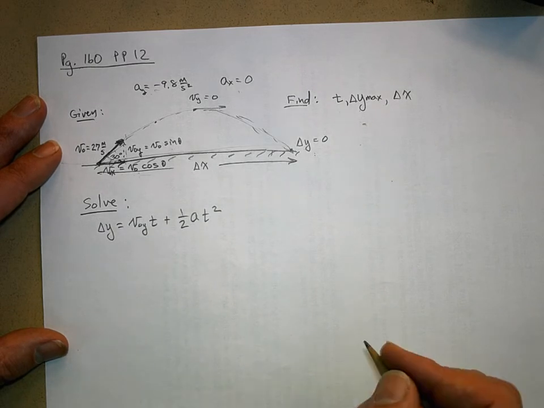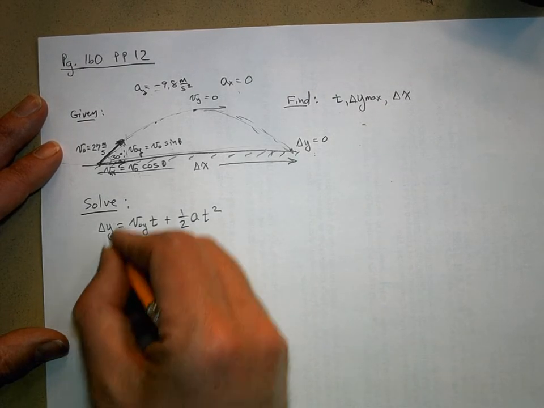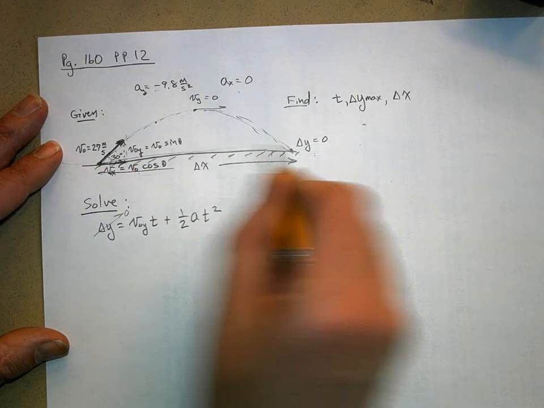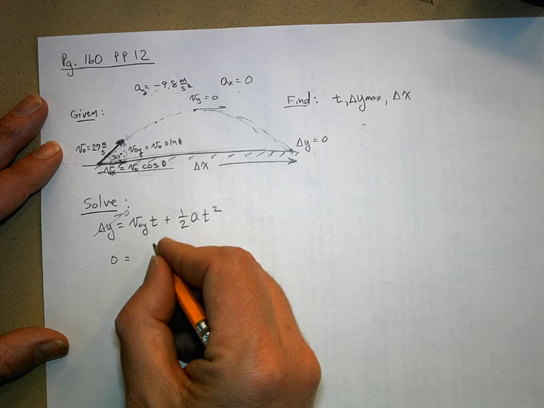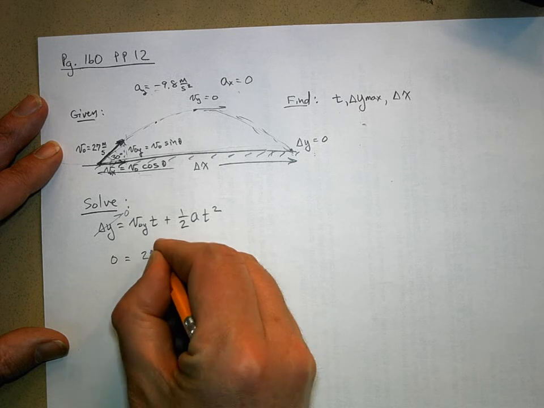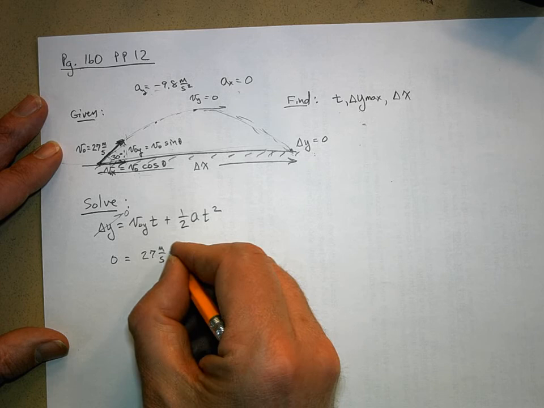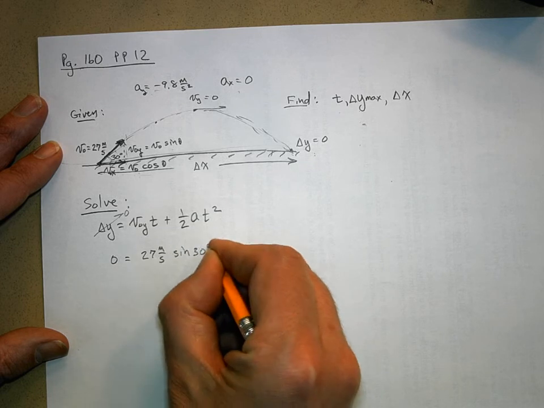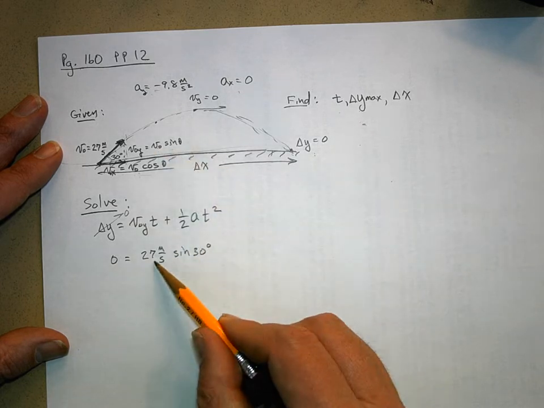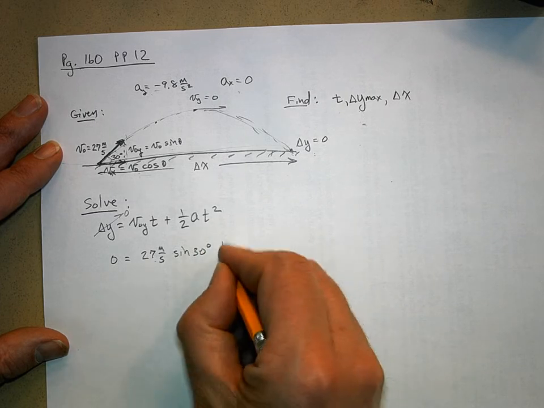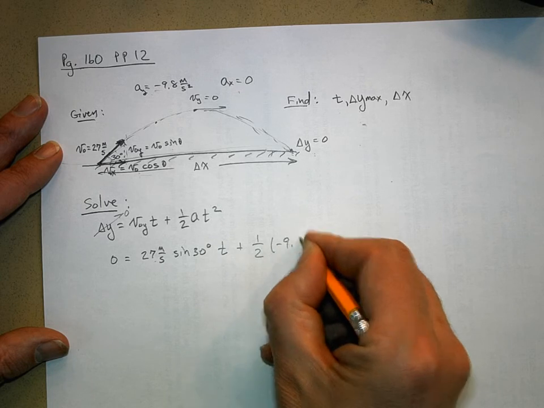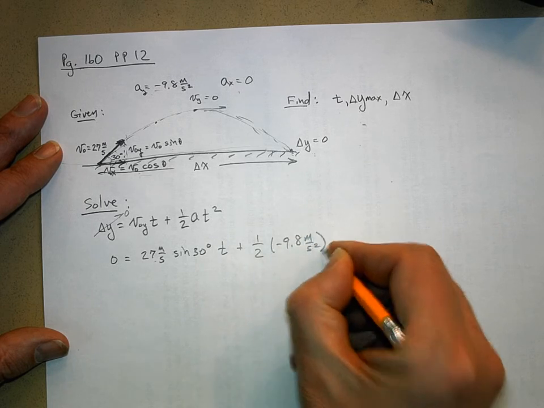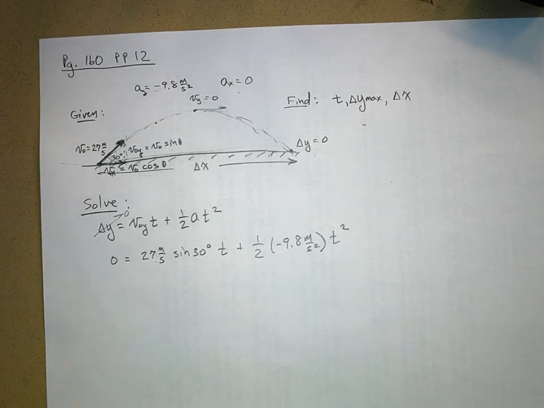Now what do I know? I know that delta y is 0. If you do the whole hang time, your delta y is 0. V naught y is just 27 meters per second times the sine of 30 degrees, right? V naught sine theta times time plus 1/2 a is negative 9.8 meters per second squared times time squared. Now all I have to do is solve for time because I know everything.